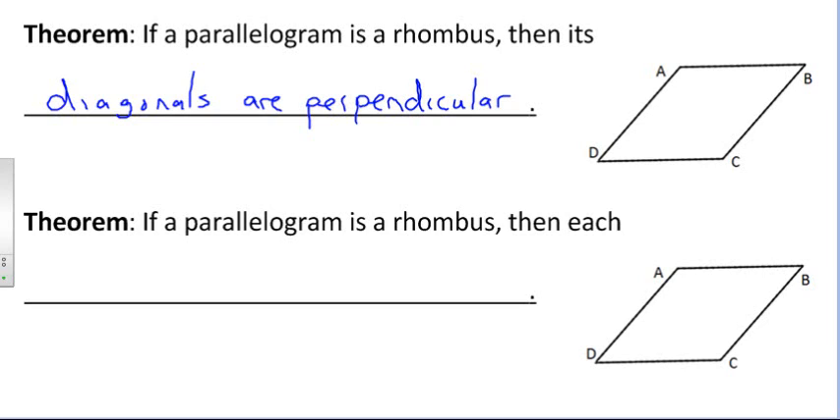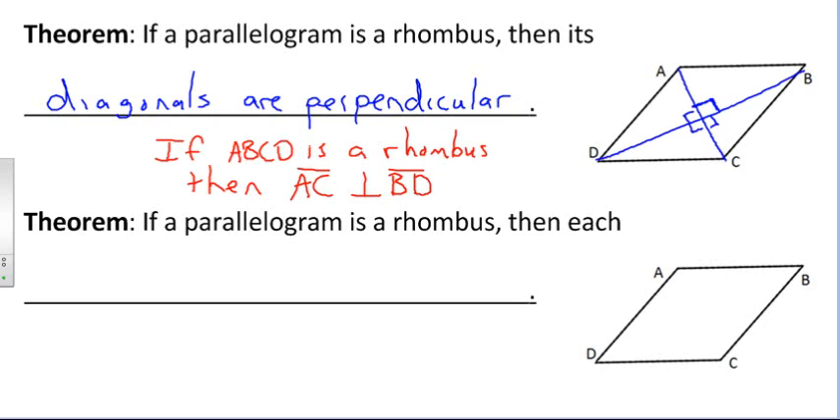What this is saying is that if I drew my diagonals in, the segment AC and the segment BD would be perpendicular. It means they make a right angle, which really means all four of these smaller triangles here are going to be right triangles. So again, if ABCD is a rhombus, then AC and BD would have to be perpendicular to each other.